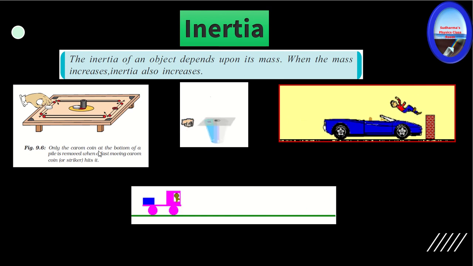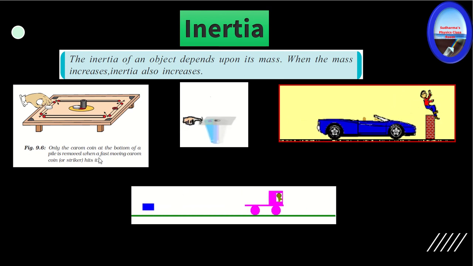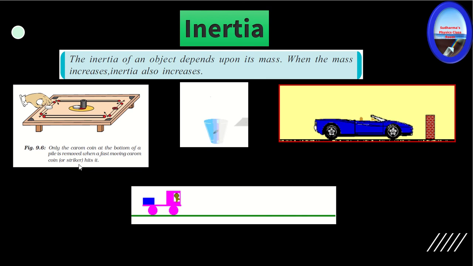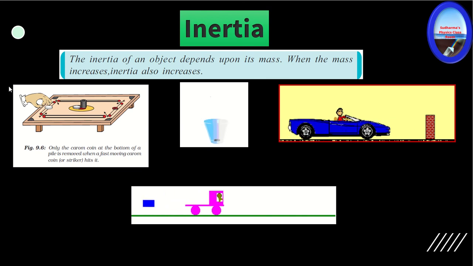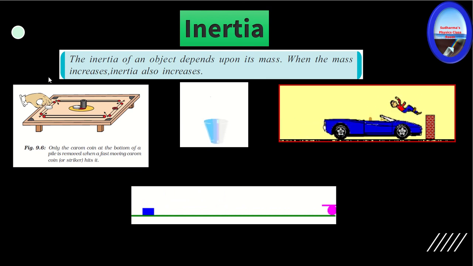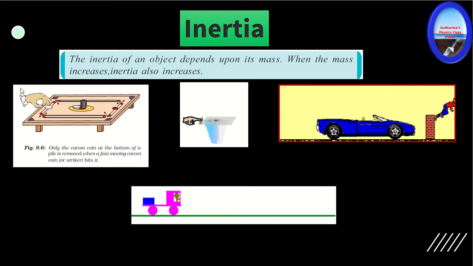Right? Only the carom coin at the bottom of the pile is removed when a fast moving carom coin or striker hits it. Why does only one coin move? Let's come to the answer after some time.